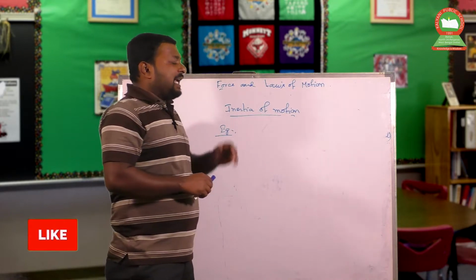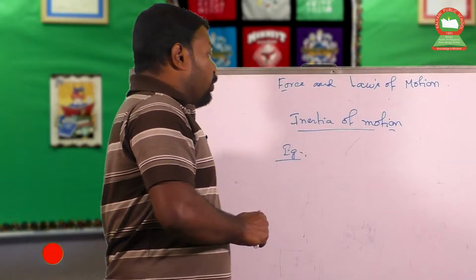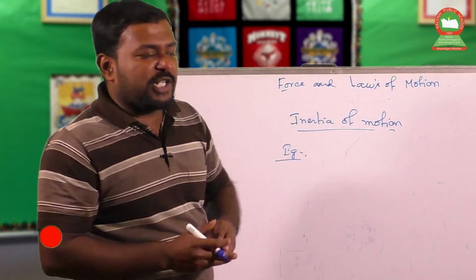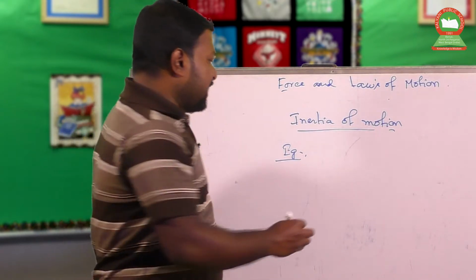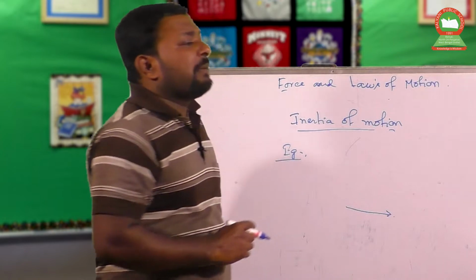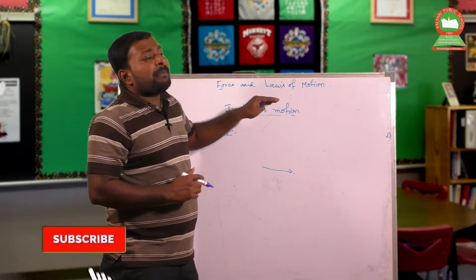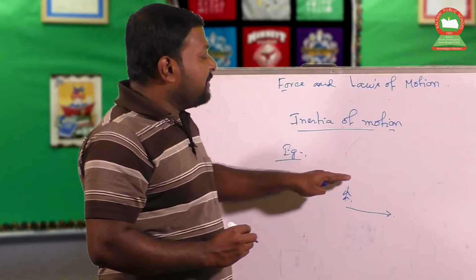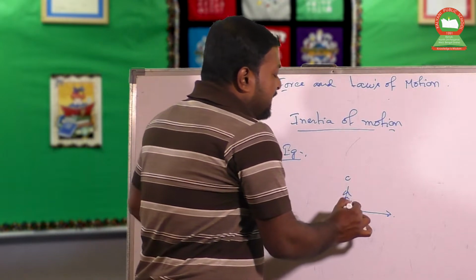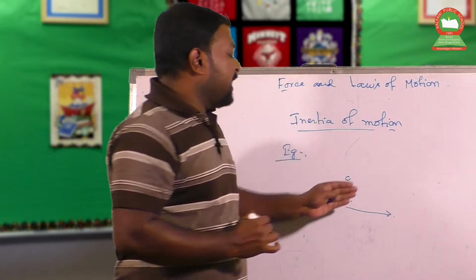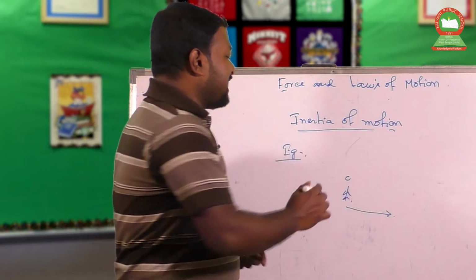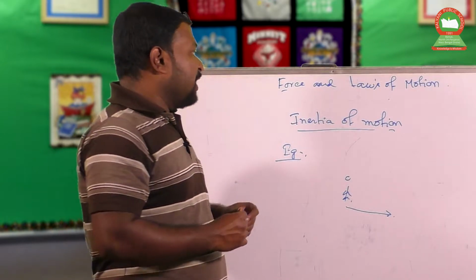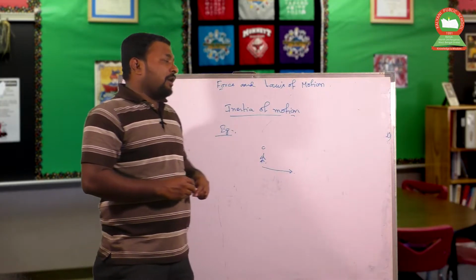Due to the application of that brake, the lower part of the body will retain its inertia of motion. That means the lower part of the body will tend to keep moving, but the upper part of the body, which is not associated with the platform of the car, will remain at rest. So the lower part will move in the forward direction, but the upper part of the body will tend to regain its original position. So this is the case of inertia of motion.